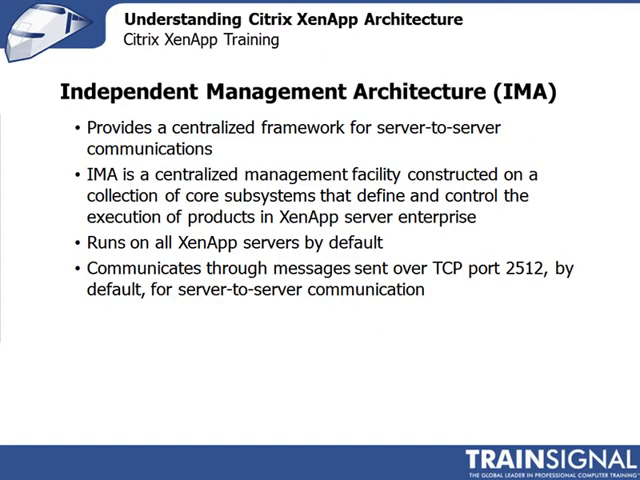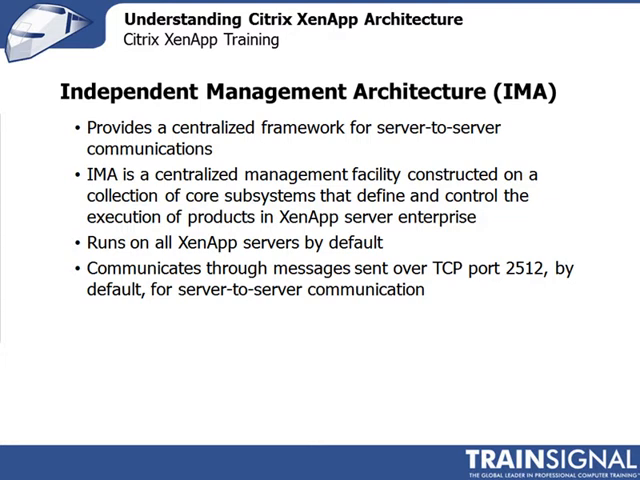Independent Management Architecture, otherwise known as the IMA. It provides a centralized framework for server-to-server communication. What that means is the IMA is going to be installed on every XenApp server by default, and it allows these servers to communicate between one another, to share information like load, and whether a server is still up or not. So it's an architecture by which you control all the XenApp servers, and all the XenApp servers are interconnected between one another. That is the protocol that is used to create the farm, to interconnect the different XenApp servers.